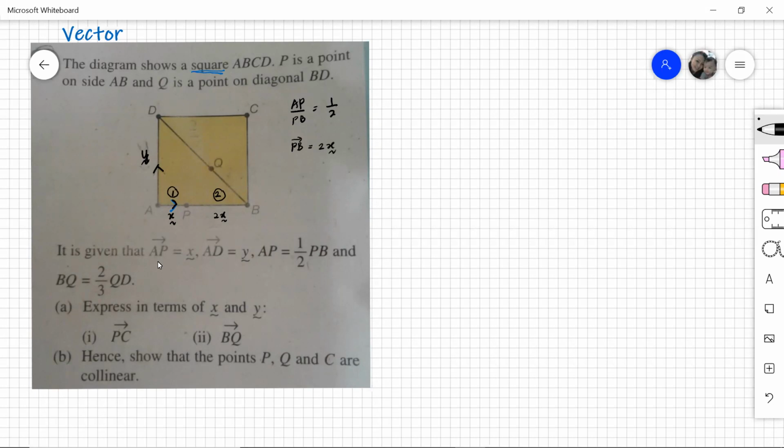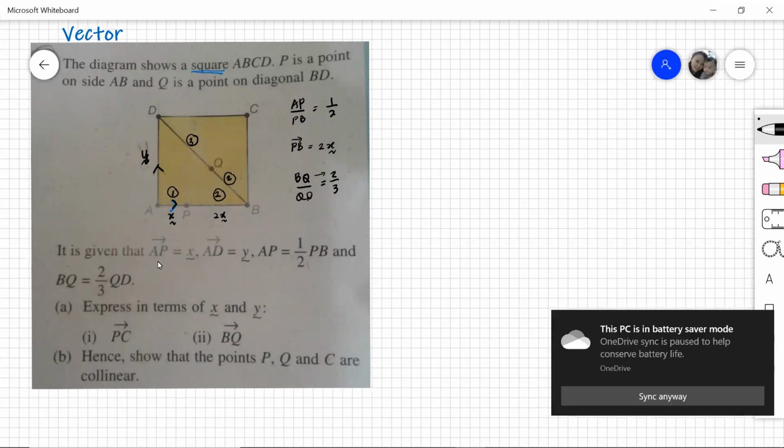And then what else? It says BQ over QD, in fraction form, so that we can compare. BQ is 2 parts, it's on the diagonal. And then from Q to D is 3 parts. Okay, let's just put it like this: 2 parts and 3 parts. Once we have done this, then we can find the vector PC and vector PQ.